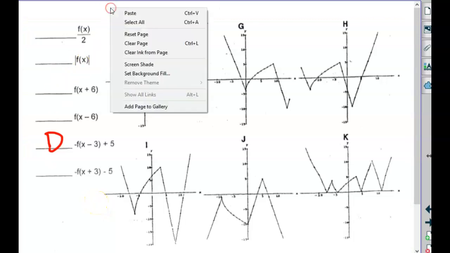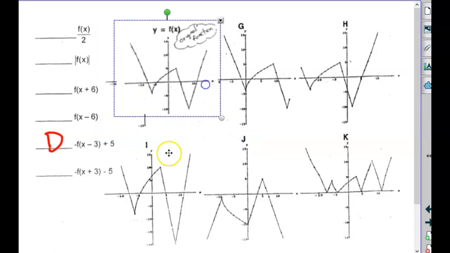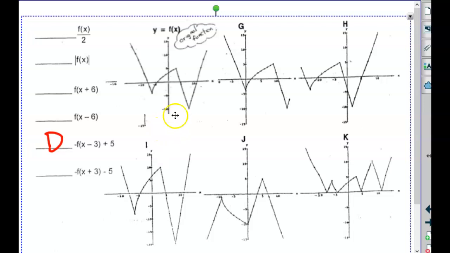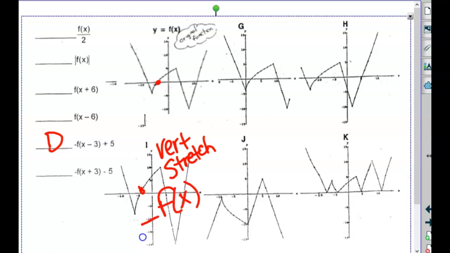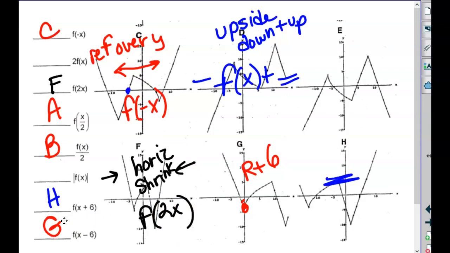If I can paste my original again. So the original and this one down here, this is a vertical stretch. The X values are still the same, but it's taller. So vertical stretch is changing Y's, so it's on the outside. And it makes them taller, so it's by 2 or 3 or something out there. That's choice I. So that's this guy up here.